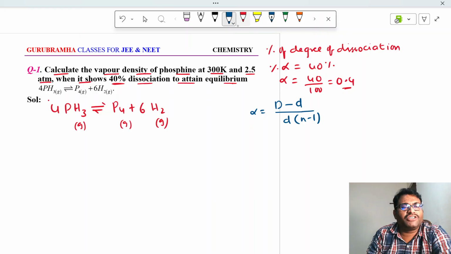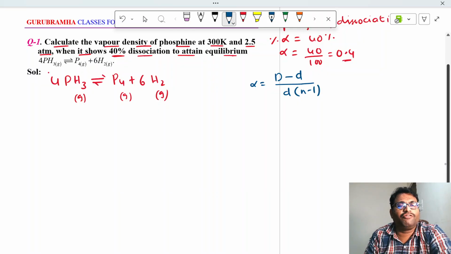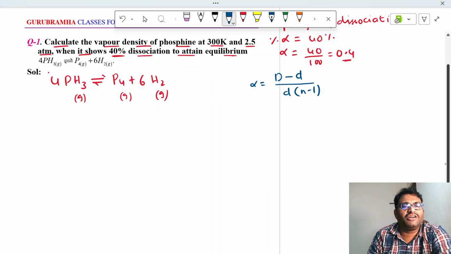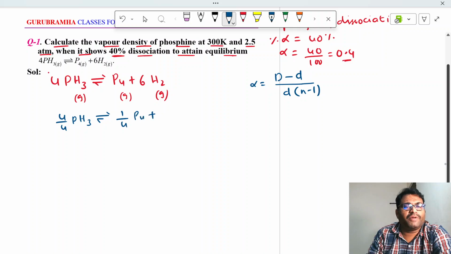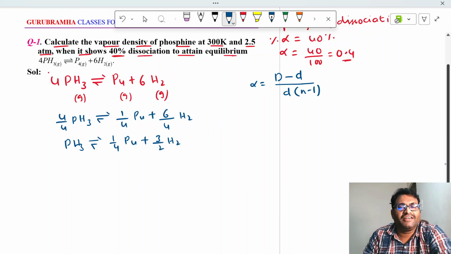But here 4 moles of phosphine are given. So let us convert 4 moles into 1 mole. If you want to convert, then divide the complete equation by 4. So 4/4 PH3 gives 1/4 P4 plus 6/4 H2. Then 1 mole of PH3 gives rise to 1/4 mole of P4 plus 3/2 H2. Now what is n? n is equal to 1/4 plus 3/2.